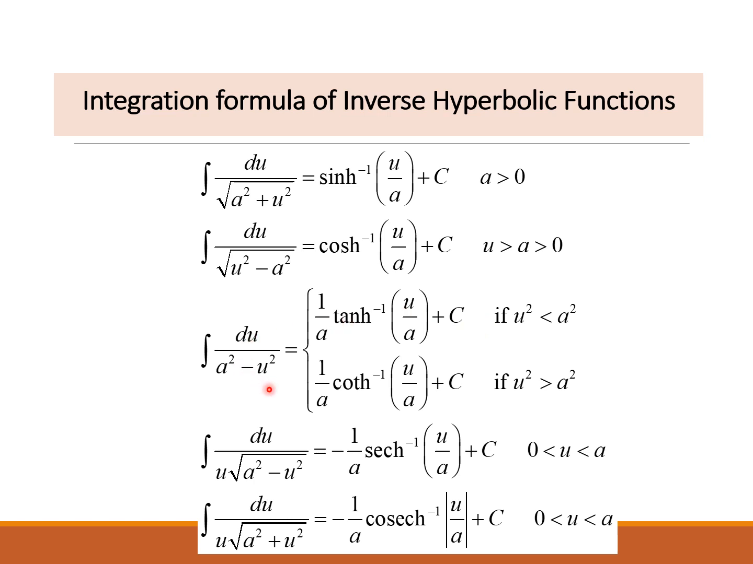If u squared is less than a squared, the final answer would be inverse tangent hyperbolic times 1 over a. But if u squared is greater than a squared, then the final answer will be 1 over a inverse cotangent hyperbolic u over a. And then I'm going to show you an example for this case, so that you can understand the form of the question for this type.